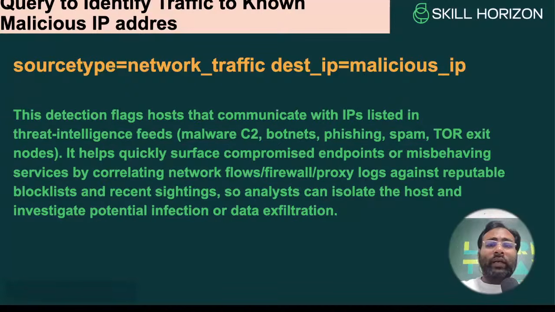Then the query to identify the traffic to known malicious IP addresses. The traffic coming from malicious IP addresses, like the botnet or the phishing, spam, Tor exit nodes. So this particular query can help find the hosts that communicate with IPs listed in your threat intelligence feeds.